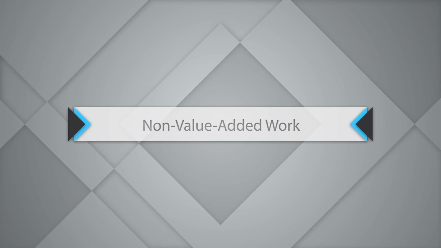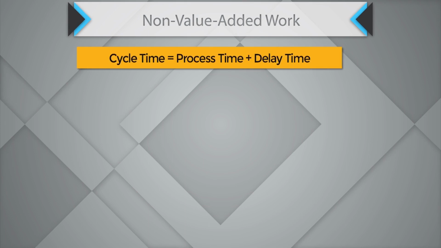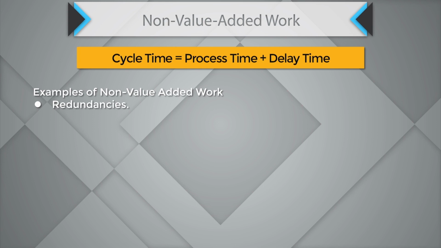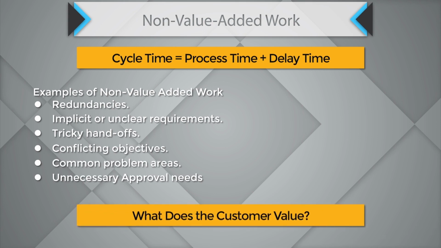Set out to identify the non-value added work in your business. You must understand that the cycle time is the process time plus the delay that we build in. NVAs could be redundancies, implicit or unclear requirements, tricky handoffs which require decision making, conflicting objectives, common problem areas, unnecessary approval needs, etc. You must think, what does the customer value? Anything that does not provide value to the customer is an NVA or non-value add.